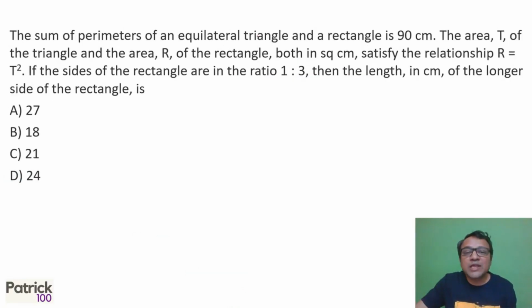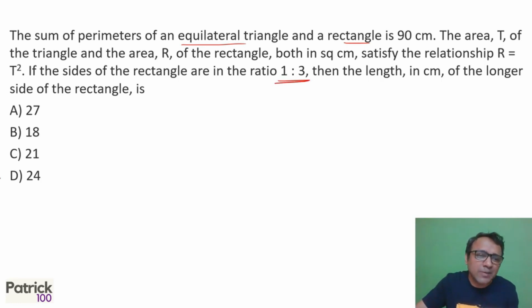The sum of perimeters of an equilateral triangle and a rectangle is 90. So equilateral triangle and a rectangle, sum of perimeters is 90. And the area of triangle and rectangle, if you look at R, is equal to T square. That means the area of rectangle is much bigger than the area of triangle because R equals T square. Sides of rectangle are in the ratio of 1 is to 3.